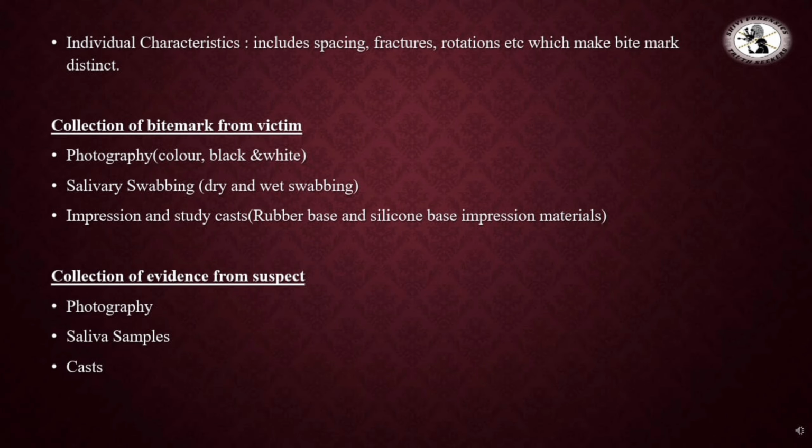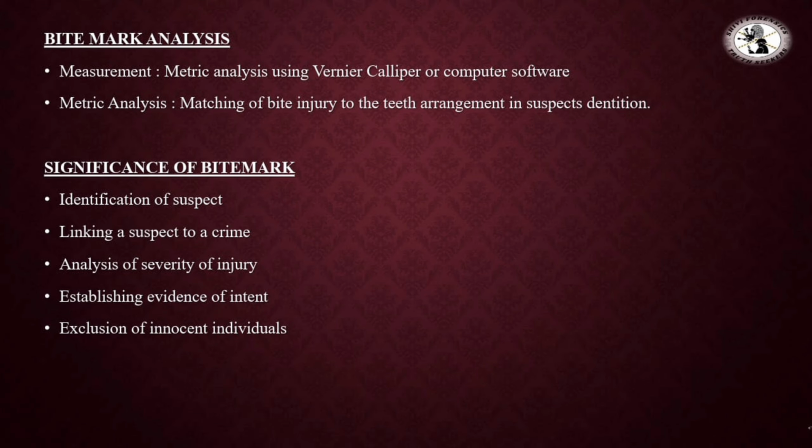Then collection of evidence from a suspect. It is done using photography, saliva samples and the cast prepared from the bite mark. Next we can discuss bite mark analysis and also the significance of bite marks. Bite mark analysis is done by measurement and metric analysis. Measurement means using a vernier caliper or computer software. The depth and the width of the injury are analyzed. Then metric analysis means matching of the bite mark injury to the teeth arrangement in the suspect's dentition.